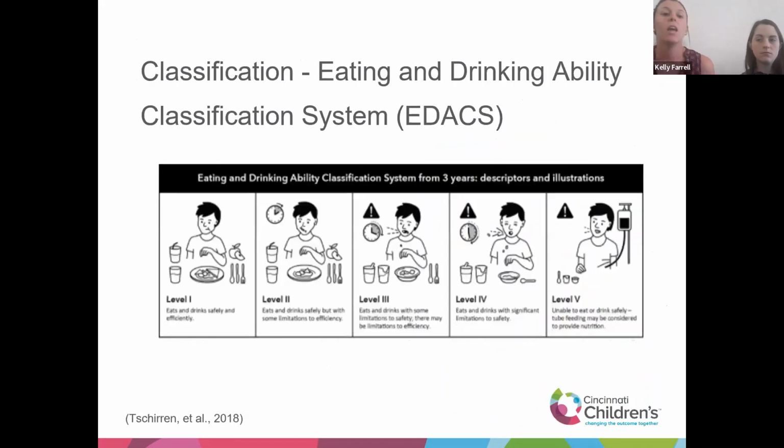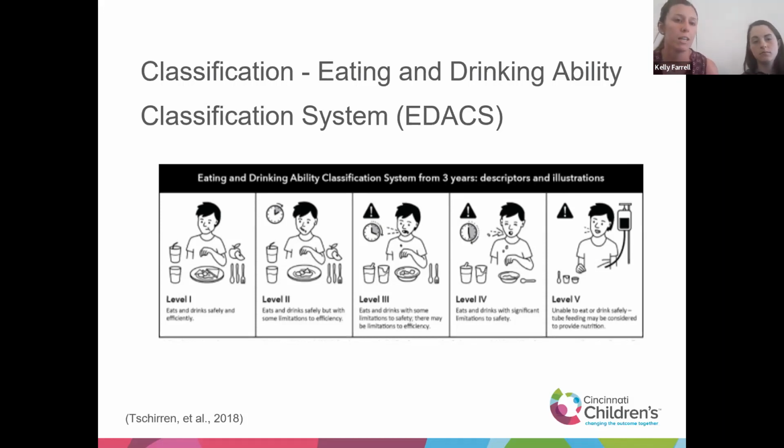And then moving on, the Eating and Drinking Ability Classification System is a little bit newer. I actually recently learned about it when I was in our feeding clinic, so I don't know how familiar anyone might be with it. Our speech friends might know about it. It is from ages 3 to adulthood. They also have a mini Eating and Drinking Ability Classification, which is 18 to 36 months. And same kind of concept here, you're moving from 1 to 5.